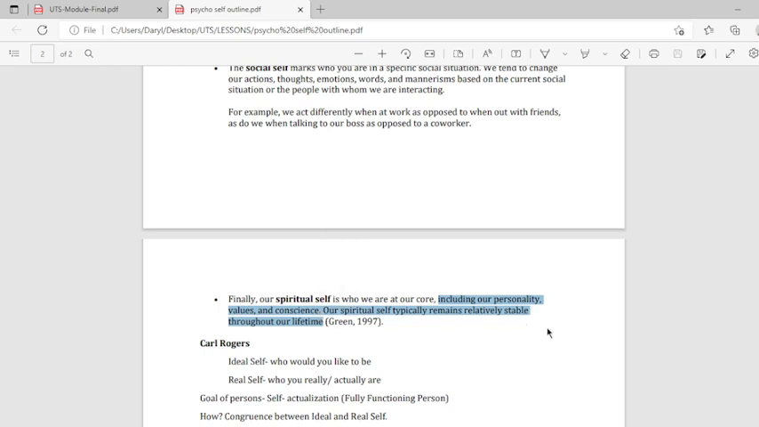Typically, our spiritual self remains relatively stable throughout our lifetime, meaning it is hard to change. Unless you experience something that is very traumatic, for example, that will really change your life, then our spiritual self can be affected. In what way?